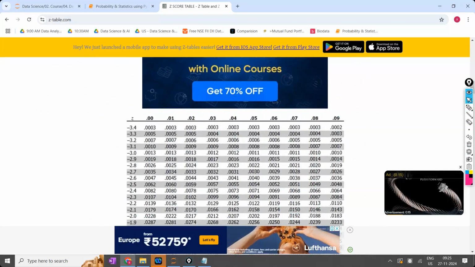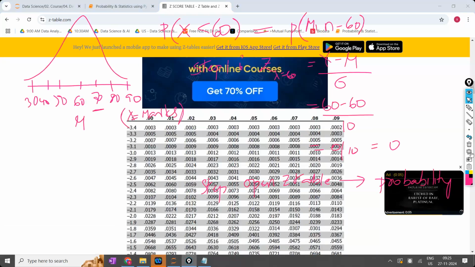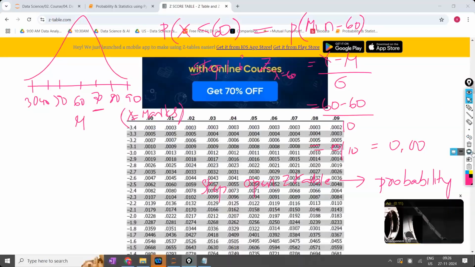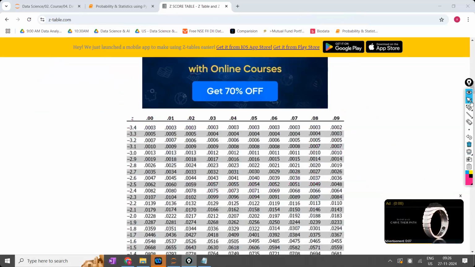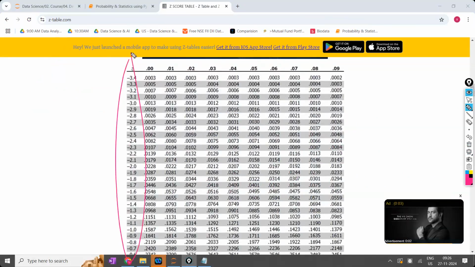Now how to learn and understand the z table: earlier I have calculated the z value. This z value you have to consider up to 2 decimals. If it is more than 2 decimals, round it to 2 decimals. Here I have got 0.00, rounded up to 2 decimals. This side indicates the z value up to 1 decimal, and your second decimal is here.